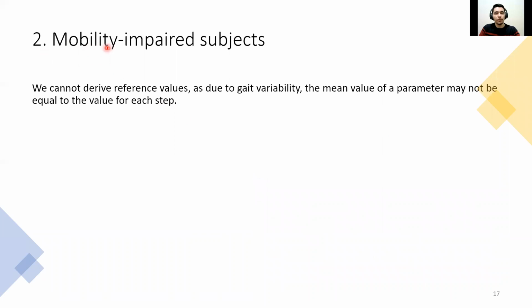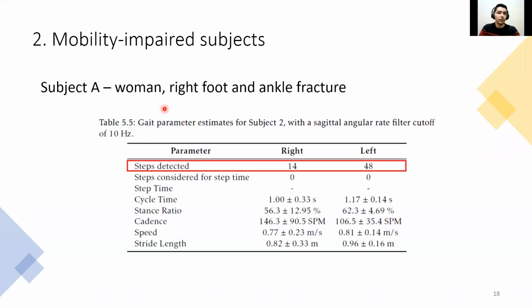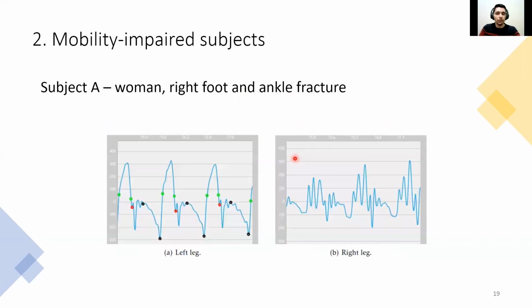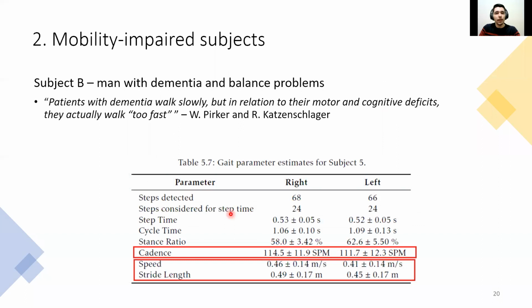Point 2 was with mobility impaired subjects. Now, we cannot derive reference values the same way because, due to gait variability, the mean value of a parameter may not be equal to the value for each step, but we can still have a look at the estimates. And for subject A, a woman with a right foot and ankle fracture, the first thing that suggests there was indeed a problem with the right lower limb was fewer steps being detected from the right leg. And this is due to the irregular signal that is shown here for the right leg compared to the left leg. And subject B is a man with dementia and balance problems.